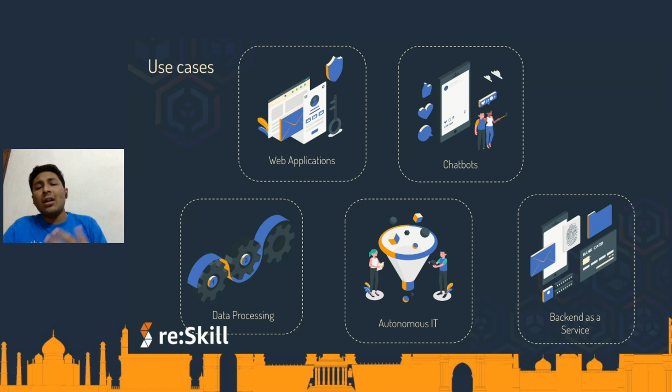And then autonomous IT, there are a lot of cron jobs and a lot of things that can be done behind the scenes, which can leverage serverless, because they are not something that needs to run 24/7, right? It's all on a request basis or on demand basis, and the same thing to do with backend as a service as well. So these are a few of the use cases that we can leverage AWS for.